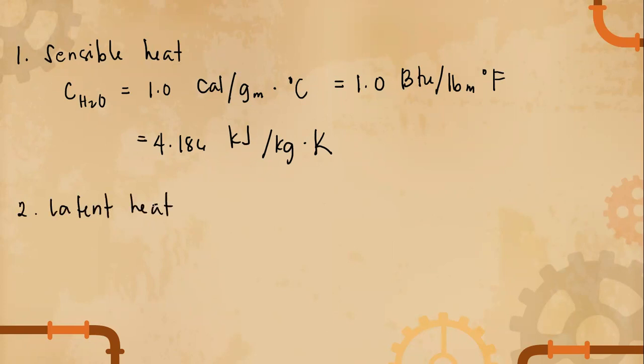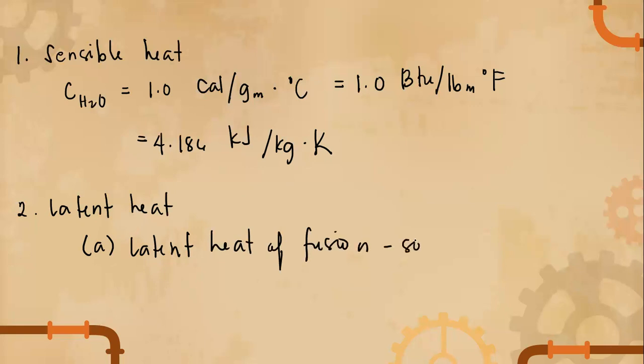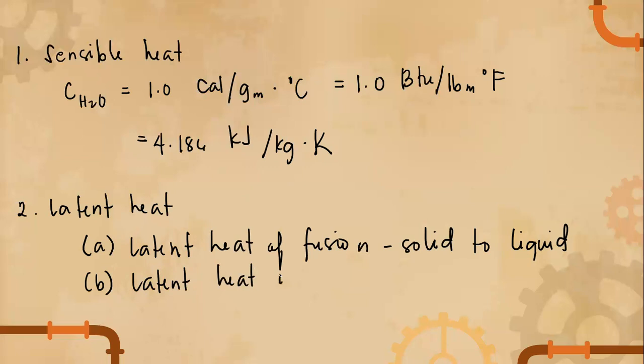Then we have another type, which is the latent heat. Latent heat is the heat needed by the body to change its phase without changing its temperature. Under the latent heat, we have the latent heat of fusion, which is solid to liquid, and the latent heat of vaporization, which is liquid to gas.